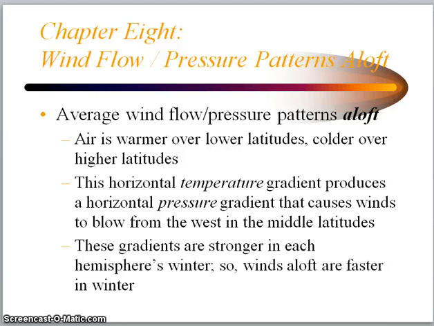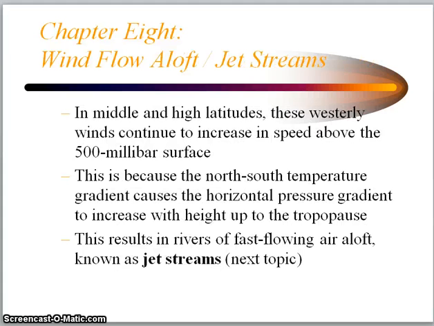These pressure gradients and temperature gradients are stronger in each hemisphere's respective winter, so the winds in the upper atmosphere above our heads, winds aloft, are faster in winter. In the middle and high latitudes, these westerly winds above our heads continue to increase in speed above the 500 millibar pressure surface, which is roughly 18,000 feet above sea level.